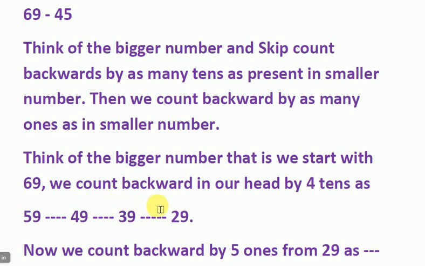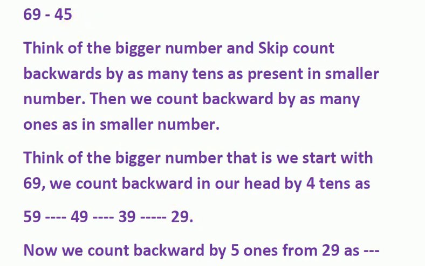You finished your second step, that is back counting by tens. Now you have to back count by number of ones. 45 has how many ones? 5 ones. Now we count backward by 5 ones from 29, because 29 is the number you reached after back counting with tens. Now from here you have to back count by number of ones, that is 5 ones.